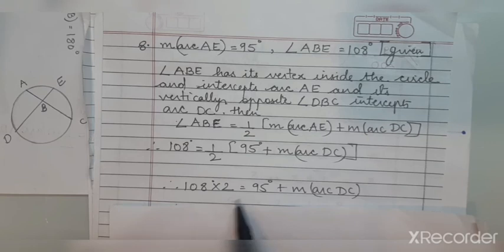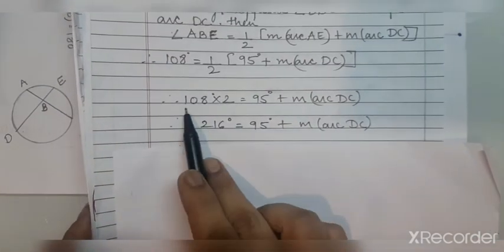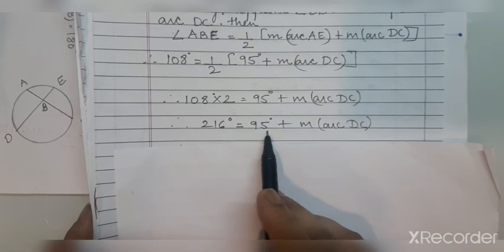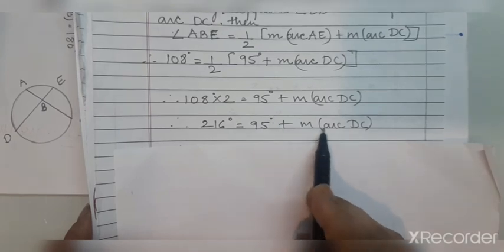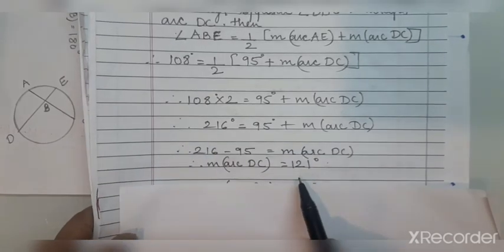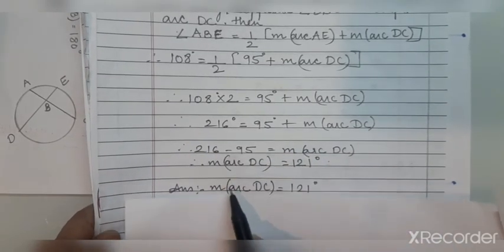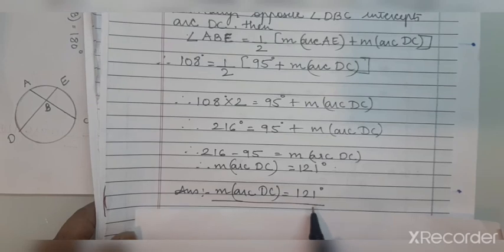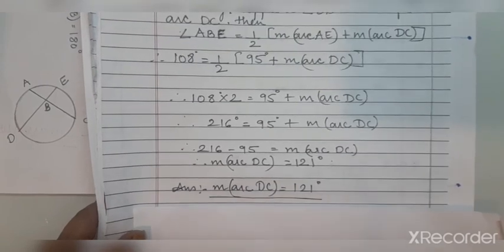So 108, the 2 goes to the other side. 95 degrees plus measure of arc DC remains on the other side, and therefore 108 into 2 is 216, equal to 95 degrees plus measure of arc DC. 95 goes to the other side, it subtracts, and we get the answer 121 degrees. So measure of arc DC is equal to, final answer, 121 degrees.